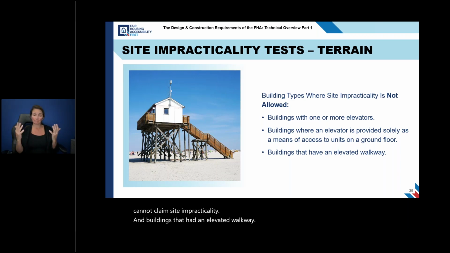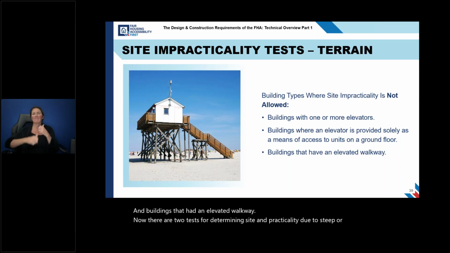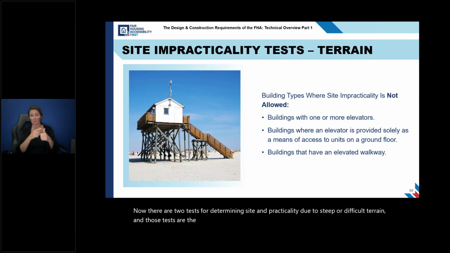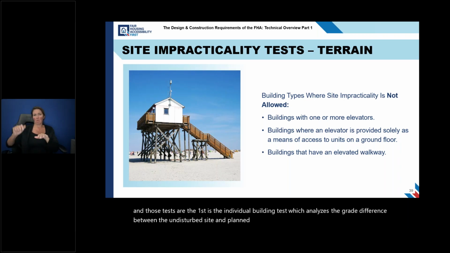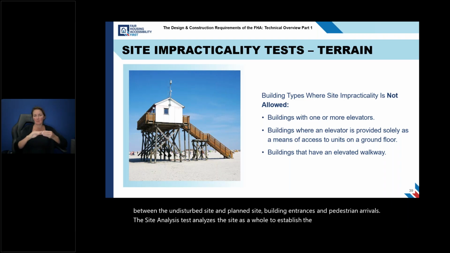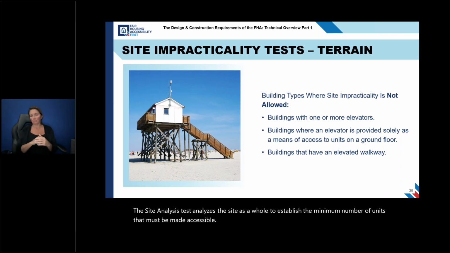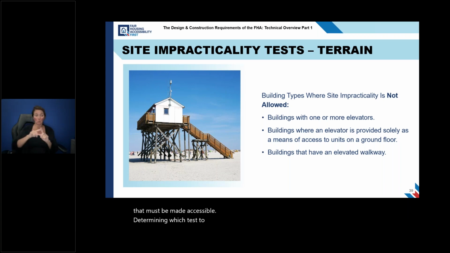Now, there are 2 tests for determining site impracticality due to steep or difficult terrain. The first is the individual building test, which analyzes the grade difference between the undisturbed site and planned site building entrances and pedestrian arrival points. The site analysis test analyzes the site as a whole to establish the minimum number of units that must be made accessible. Determining which test to apply depends upon the type and the number of buildings that are planned for a site.